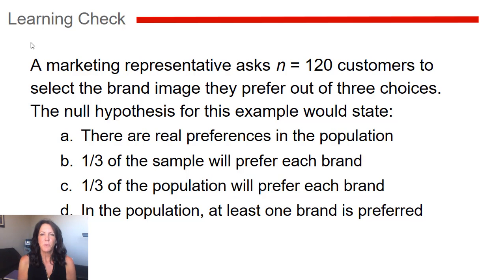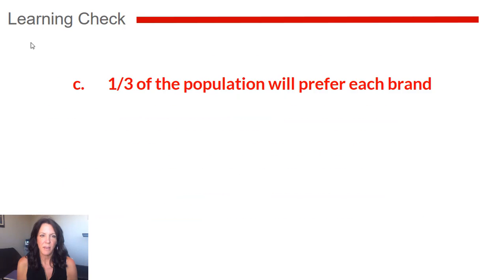A marketing representative asks 120 customers to select the brand image that they prefer out of 3 choices. What would the null hypothesis state? Take a look at the answers here. And the null hypothesis would say a third of the population would prefer each brand, because we're saying in the null hypothesis there's no difference between the categories.